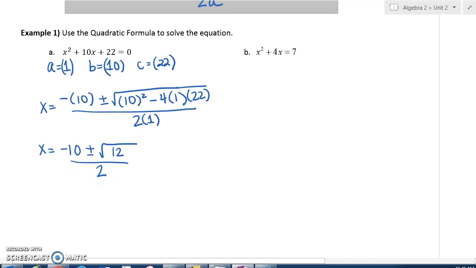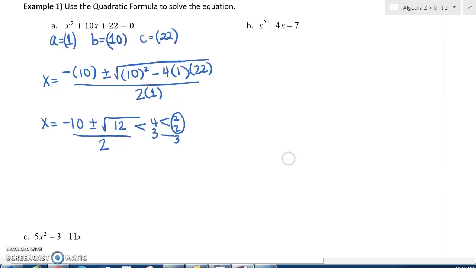And then we simplify. Now, 12 simplifies to 4 times 3, and 4 simplifies to 2 times 2. So I know that a 2 will come out. So we are left with x equals negative 10 plus or minus, a 2 comes outside of the radical. This 3 will go back in because it doesn't have a pair, divided by 2.